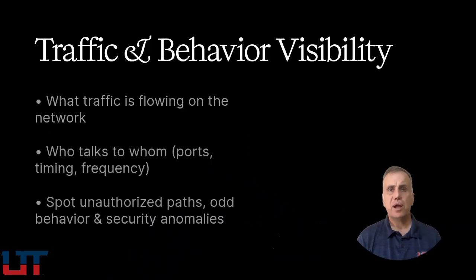3rd, traffic and behavior visibility. What is actually flowing on the network? Which devices are communicating with each other? On what ports and at what times and how often? Traffic visibility reveals communication paths that shouldn't exist, devices that are doing things they weren't designed for, and anomalies that indicate a security incident in progress.